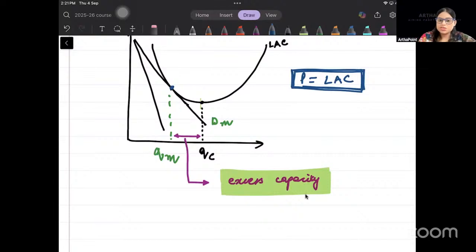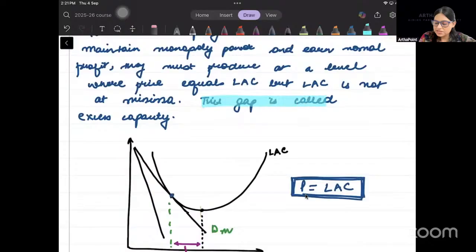So this is what I have written here. That this gap that we see here, that is basically your excess capacity. Okay. So now we have explained what is excess capacity.